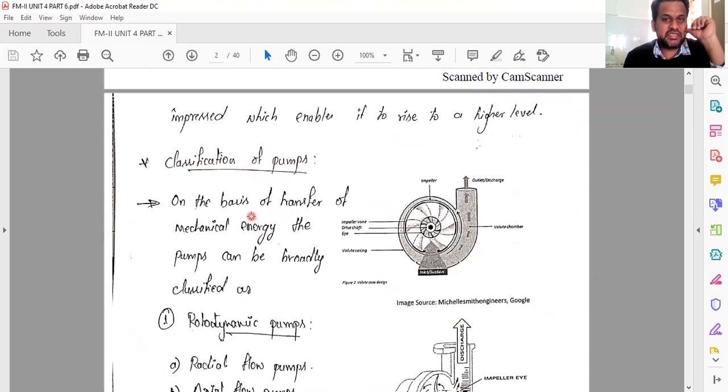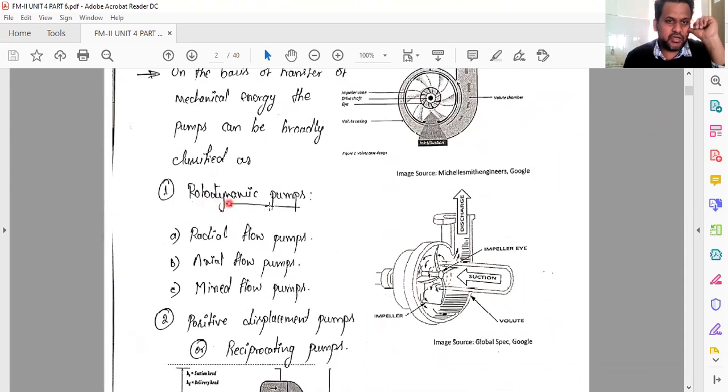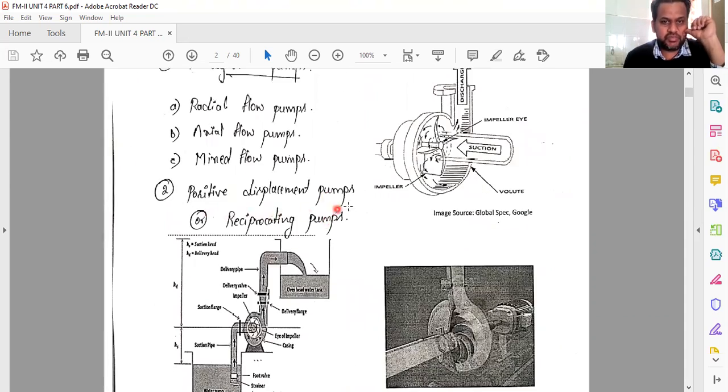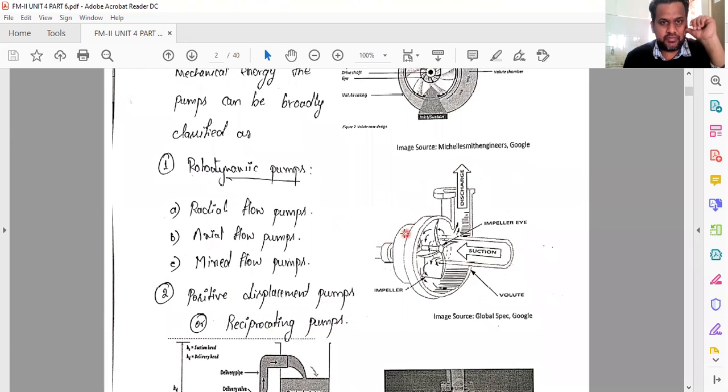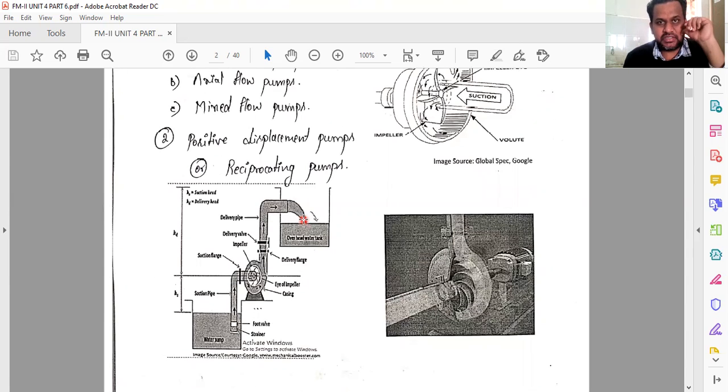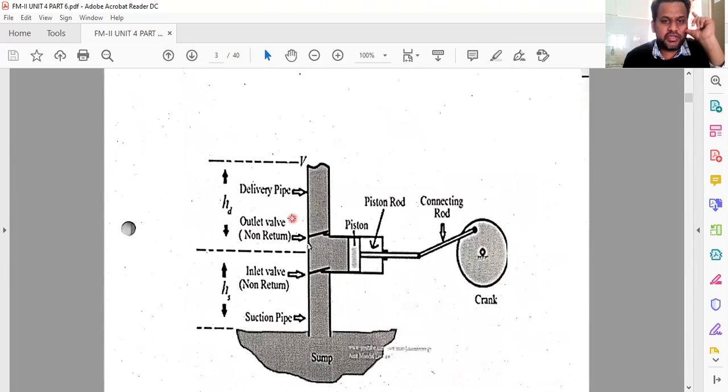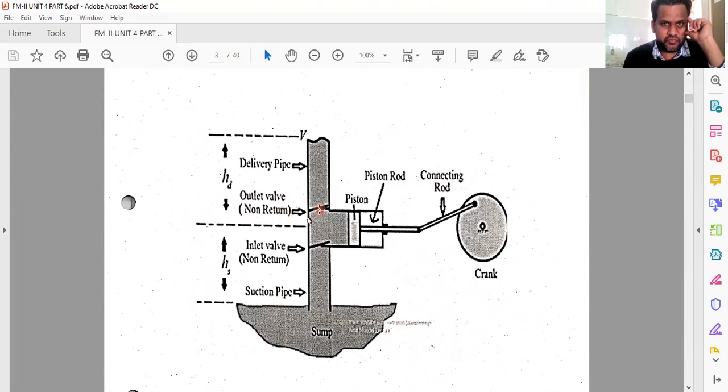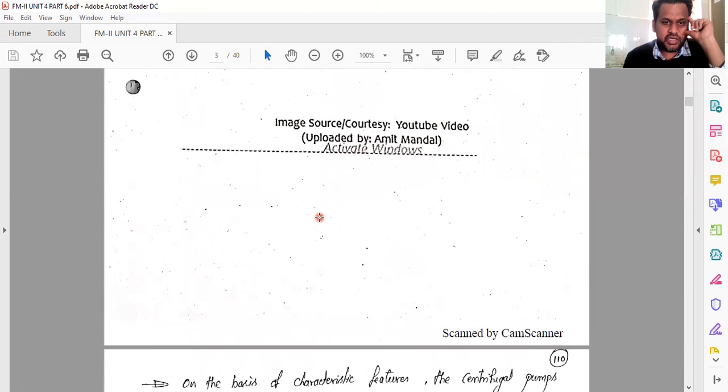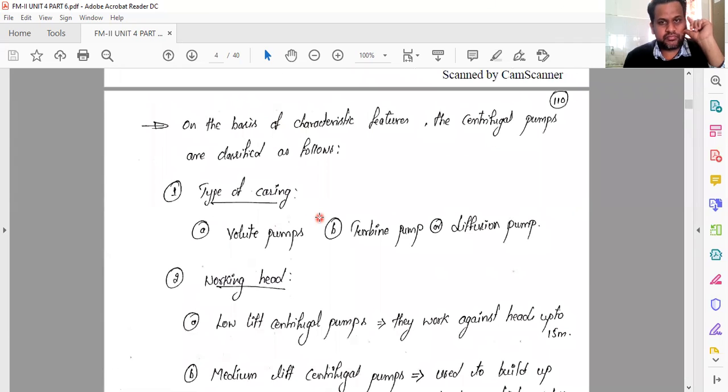Even the classification of pumps we discussed, like rotodynamic pumps and positive displacement pumps, which are also called reciprocating pumps. And I already told you centrifugal pumps come under radial flow pumps. So radial flow pumps means the concept, whatever it is, I'm going to discuss. Then this is the diagram which is related to reciprocating pumps. And also we discussed the different classification of pumps based on different criteria.